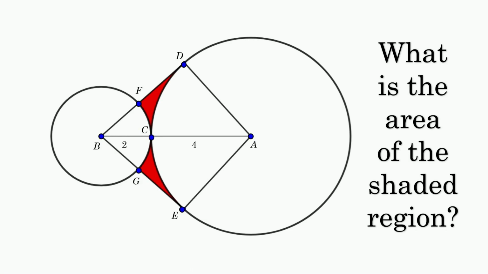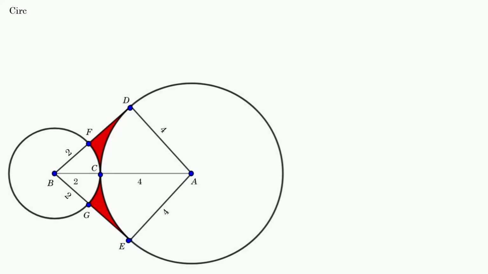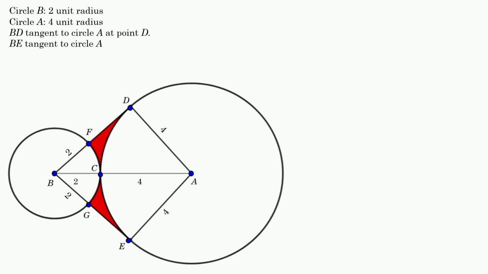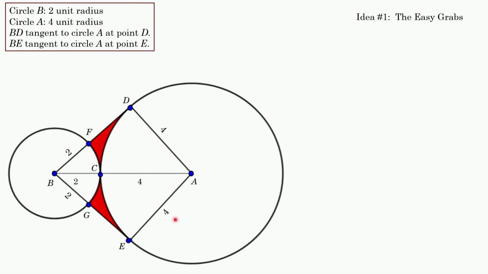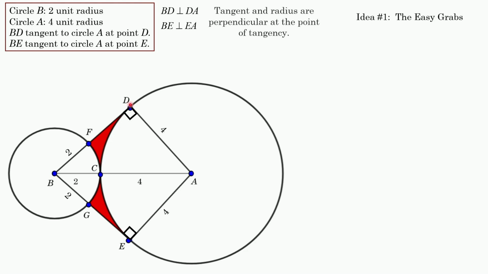All right, well, let's dive into this one. I think the best way to start is, of course, with the stuff you're given and what those things mean. So we've got a radius of 2 and a radius of 4, and we know that these two segments, BD and BE, are both tangent. So starting from there, what's really easy is we know that those two angles, BDA and BEA, are both right angles because a tangent line is perpendicular to the radius of the circle at the point of tangency.